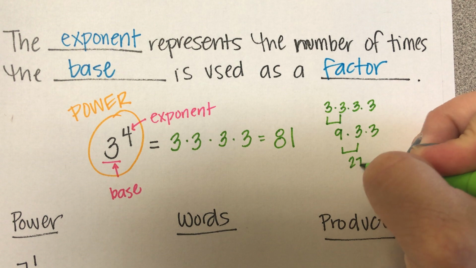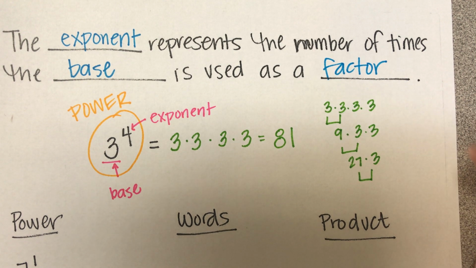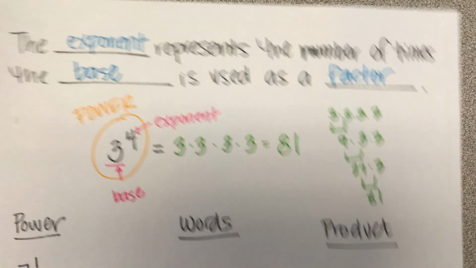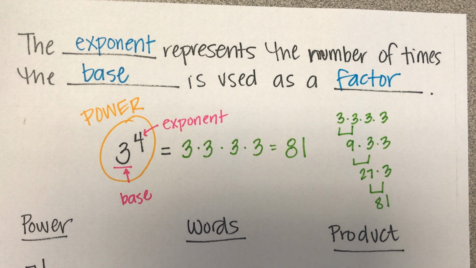9 times 3 is 27. And then 27 times 3 is 81. So that's where I got that. It's 3 being used as a factor 4 times. Okay, so let's look down at right here.